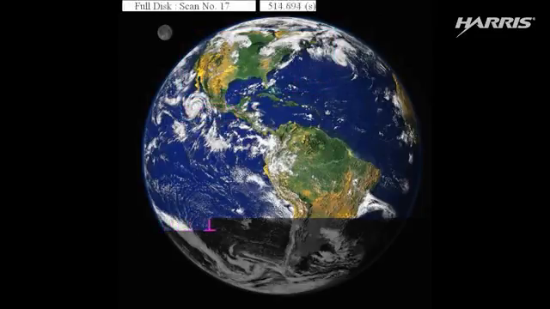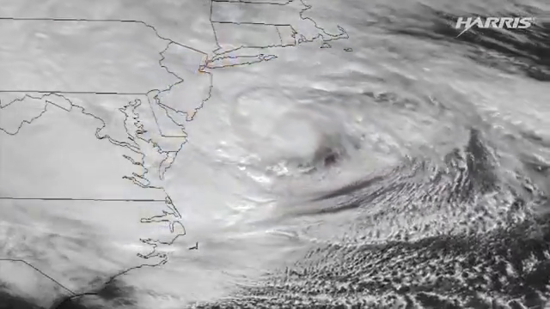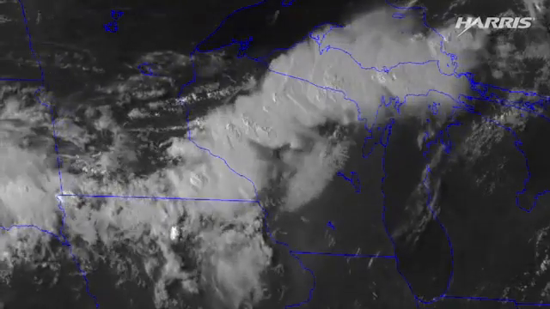It allows us to do what's called a mesoscale, which is a 1,000-kilometer square image. It could be a hurricane, it could be a strong storm. What it allows us to do is image that every 30 seconds so that we can get faster real-time data.